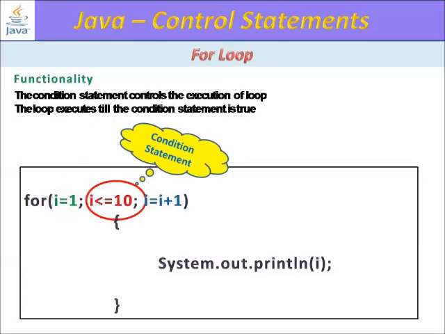Okay, now we consider the condition statement, right? What is the use of this condition statement? The condition statement plays an important role in the for loop because it controls the execution of the loop. As we know, the loop executes till the condition statement is true. So here our condition is i less than or equal to 10. That is the condition statement. That means starting from i equal to 1, the loop will execute till i is less than or equal to 10, right?